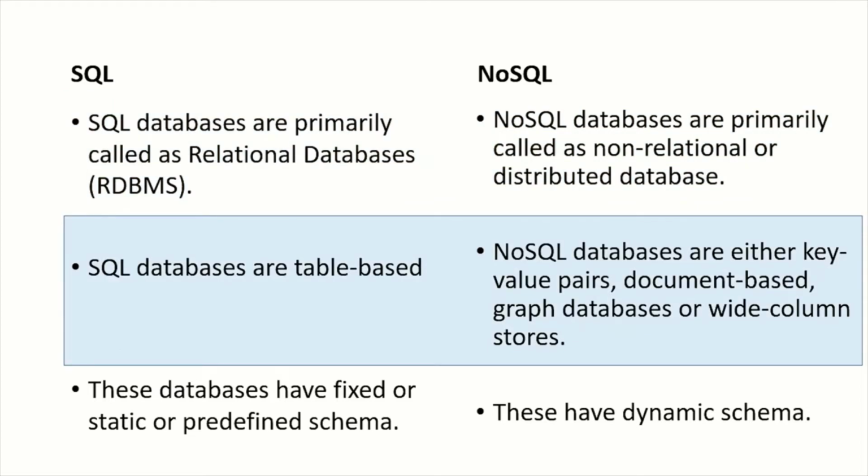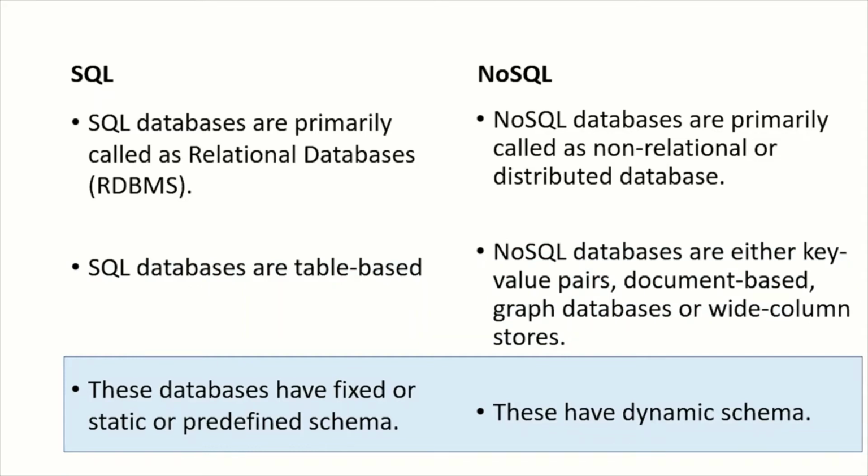SQL databases are table-based databases where you have multiple rows and columns, and each row represents the data for a particular resource, whereas NoSQL databases are of multiple types. They can be either key value pairs, document based DB, or graph based DB, or column based DB.